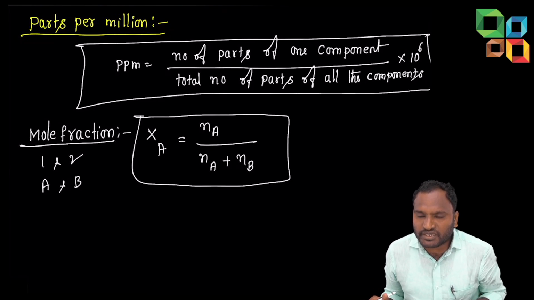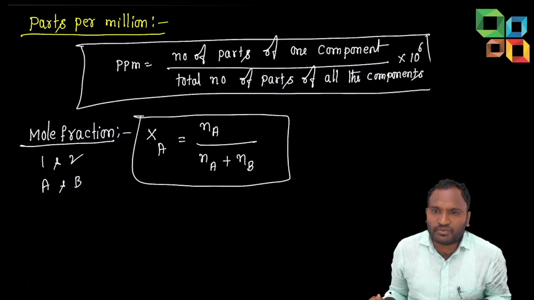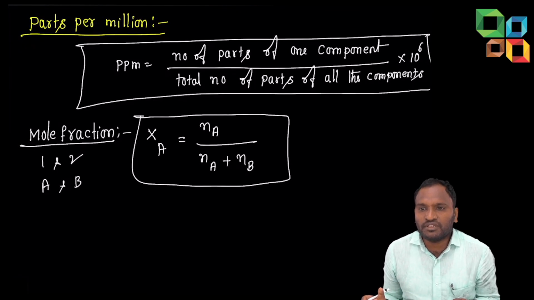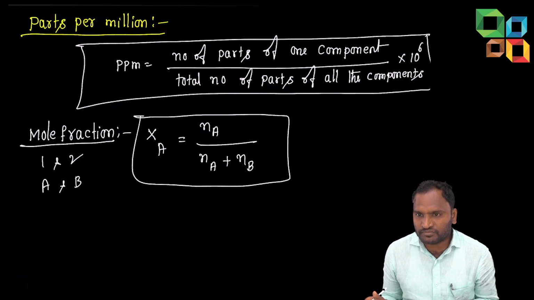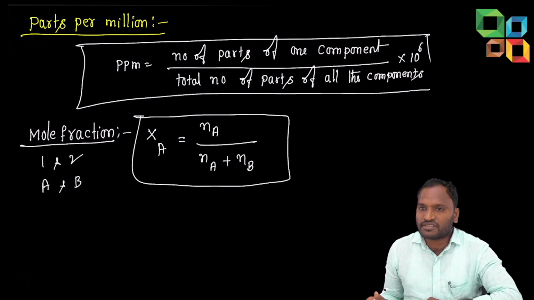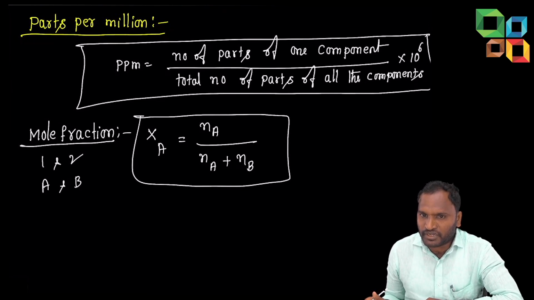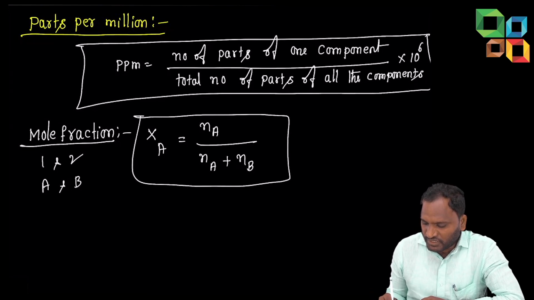If a solution contains two components A and B, a binary solution, what we say, if only two components are present, is called a binary solution. Two components A and B, then mole fraction of A, XA, is equal to Na by Na plus Nb. Here, students, Na is nothing but the number of moles of component A.